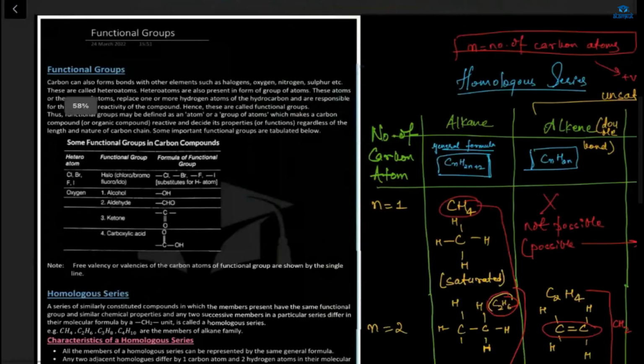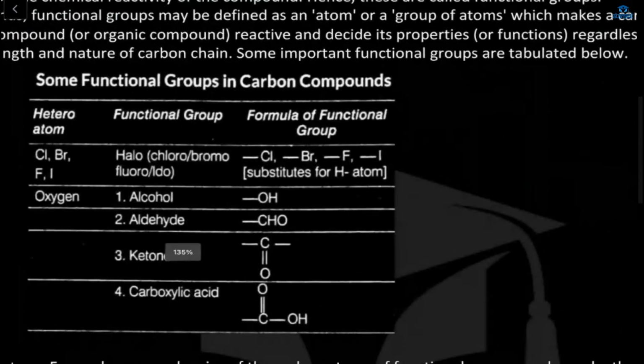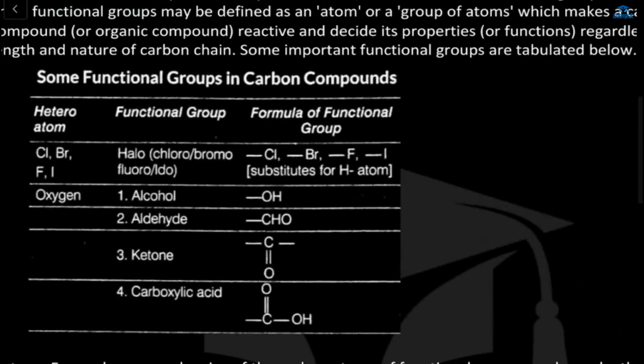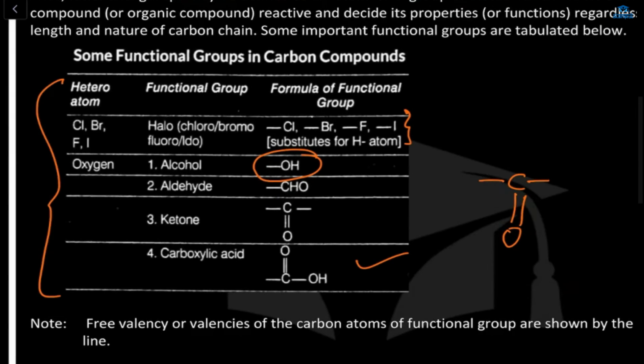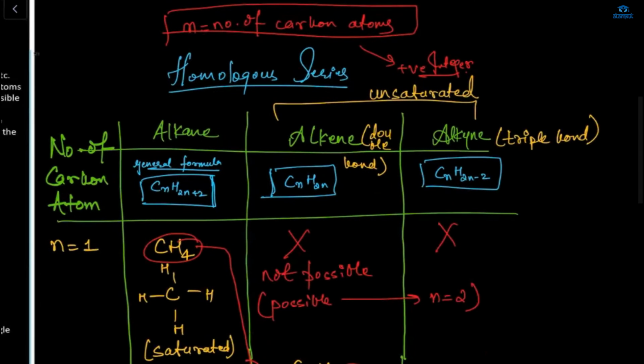Got it? Now we will see some of the functional groups. What is a functional group? See, for alcohol, what are we taking? OH. For chlorine, Cl, bromine, fluorine, and iodine, this. For ketone, we are using it like this. This is your ketone. And for carboxylic acid, we will use this. So this is basically your functional group. Now tell me, any idea about homologous series?